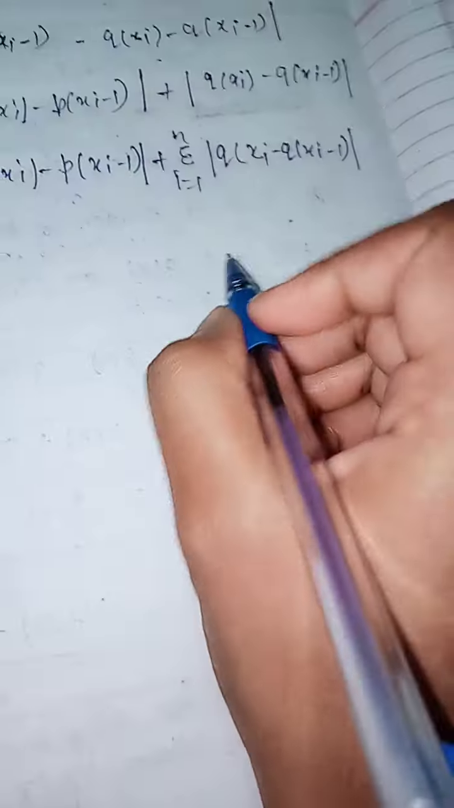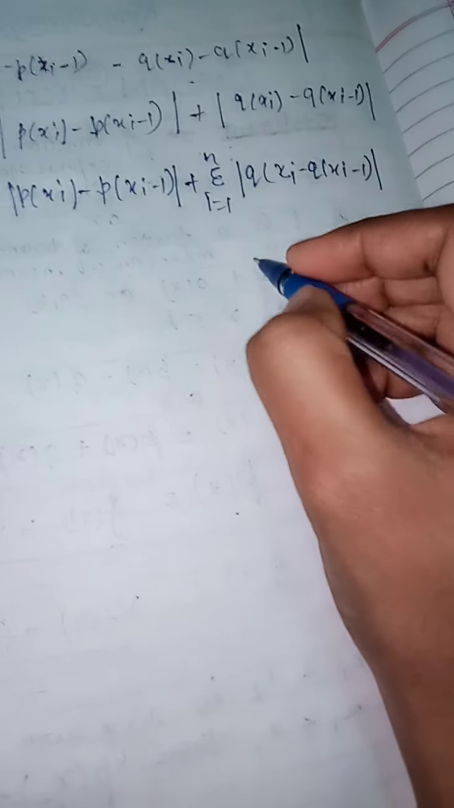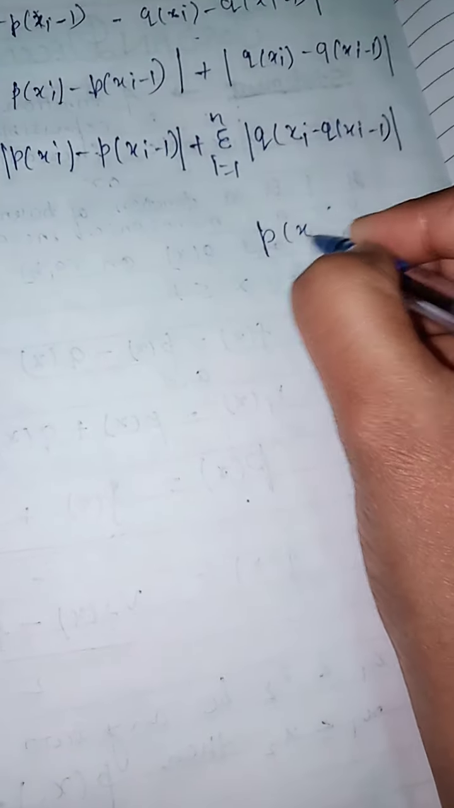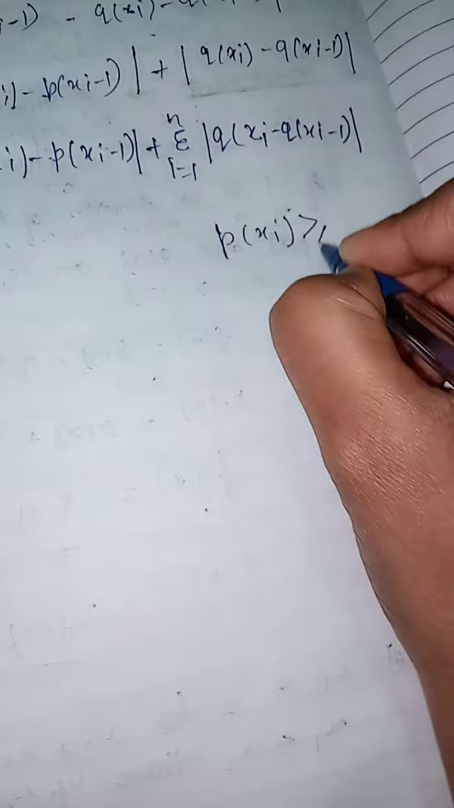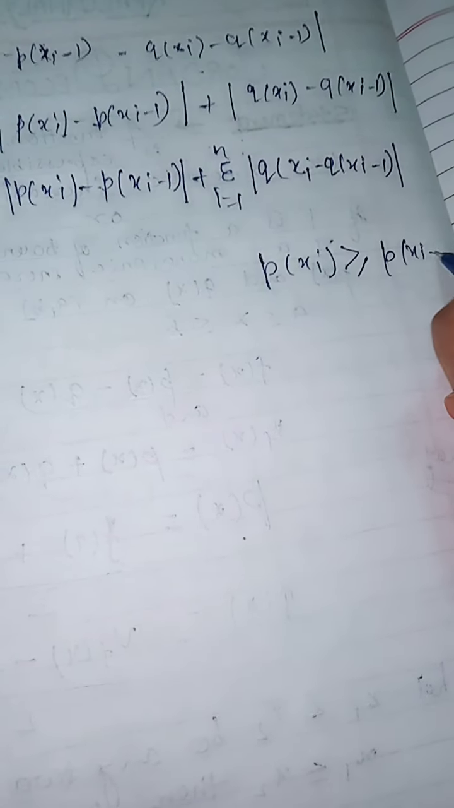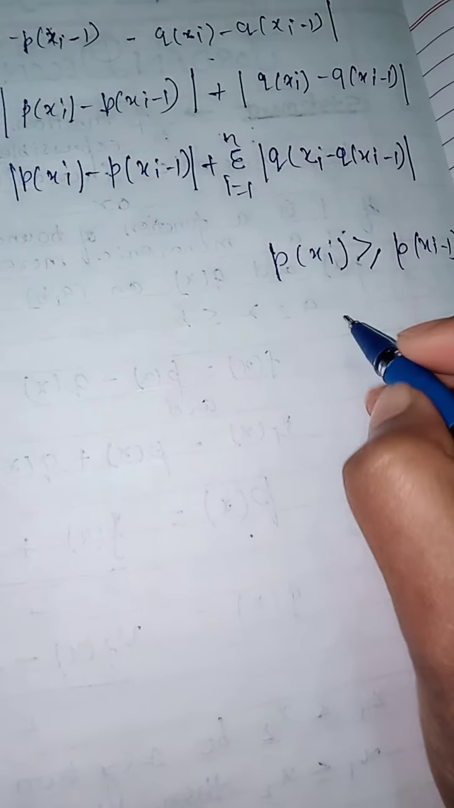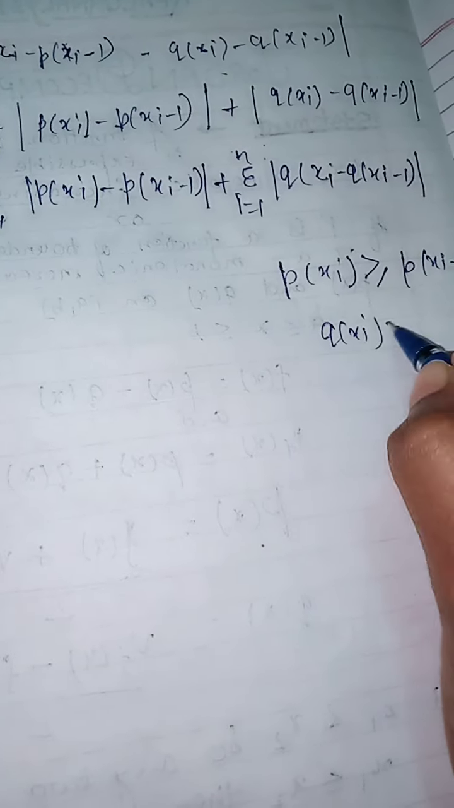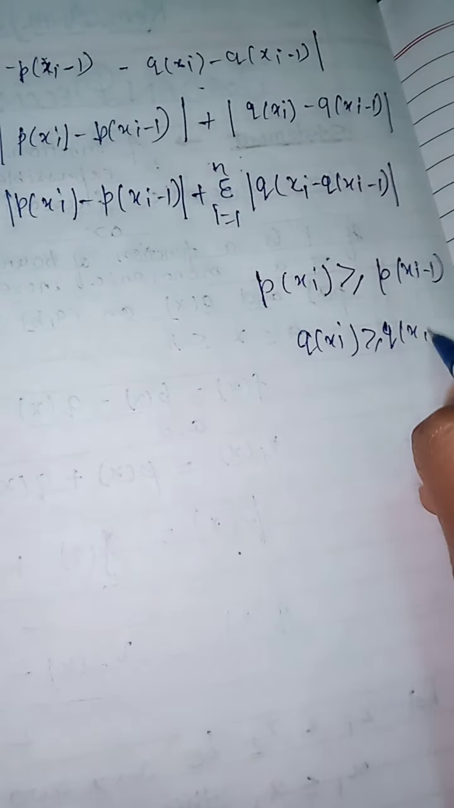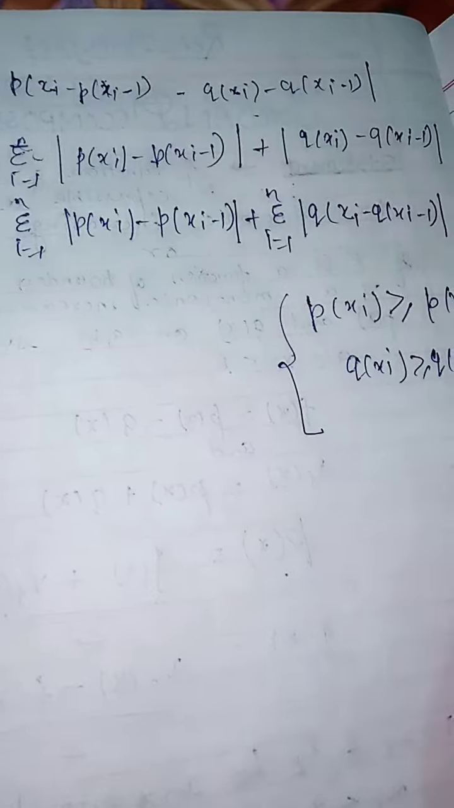All right, now p(xi) is greater than or equal to p(xi−1), okay, and q(xi) is greater than or equal to q(xi−1), because these are monotonic functions, we know that.